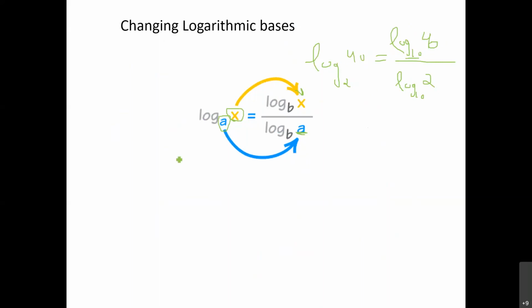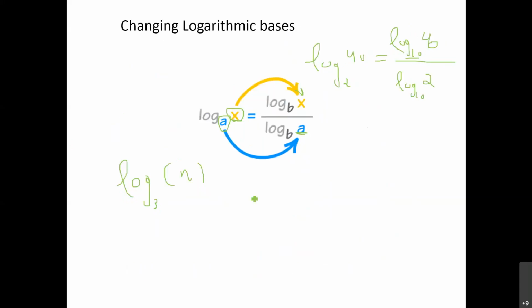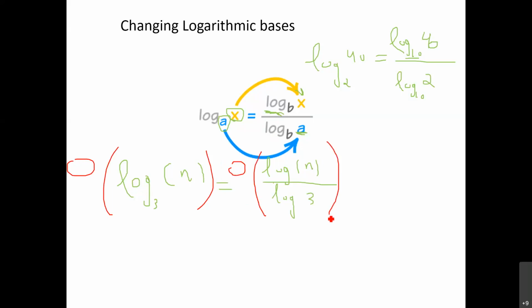Okay, let's use that with what we just saw. Log base 3 of n. This is when we're multiplying by 3 instead of 2. How can we relate it? Well, I want to relate it with the normal log. The normal log is usually just base 10. So as x goes up, n divided by 3 goes down, log 3. That's the relation. But I care about the complexity, and it's going to be the same because they're equivalent. So the complexity of this is going to equal the complexity of this.